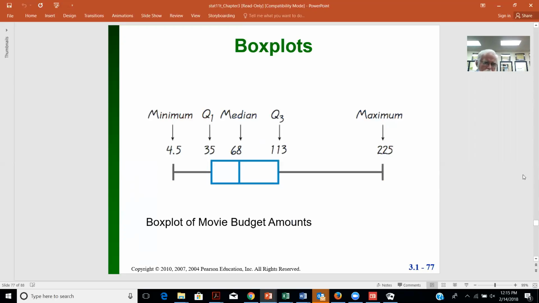77 in the PowerPoint, you'll see a box plot of movie budget amounts. And this is actually from a fairly large database. Okay. So the minimum is 4.5 million. I presume these are millions. The maximum is $225 million. That seems like a lot, but it seems to be getting more and more common in movies these days. But if we look at it, the median value is $68 million. That's still a pretty fair piece of change.